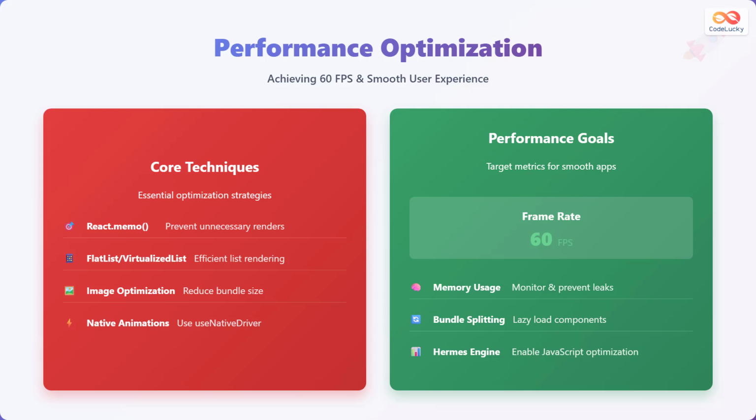Native animations using the useNativeDriver property ensure smooth animations by running on the native thread instead of the JavaScript thread. Memory management requires careful attention to component lifecycle, avoiding memory leaks through proper cleanup of timers, subscriptions, and event listeners. The Hermes JavaScript engine provides additional performance benefits through ahead-of-time compilation and reduced memory usage, particularly beneficial for Android applications.